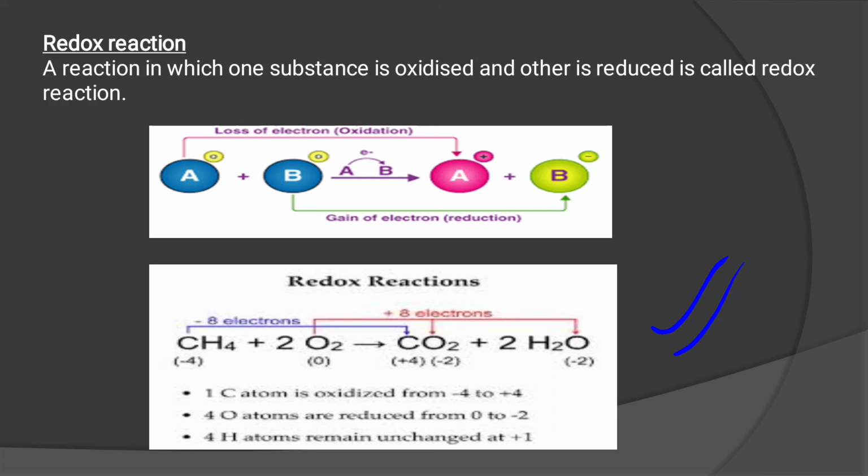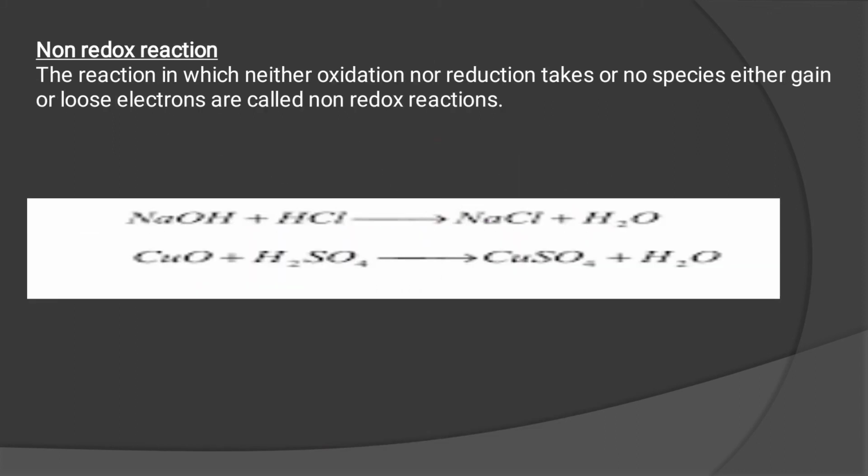Then next comes the non-oxidation reaction or non-redox reaction. That means neither oxidation nor reduction is taking place, and there is neither gaining of electrons nor losing of electrons. Simple displacement is done. So in a non-redox reaction, only displacement and substitution take place, and no oxidation or reduction takes place.